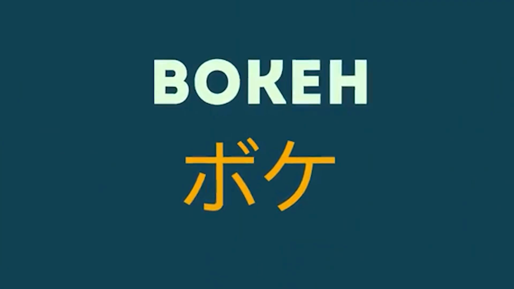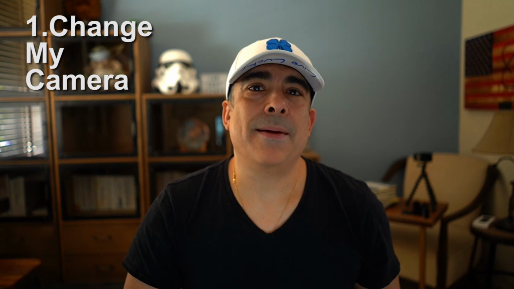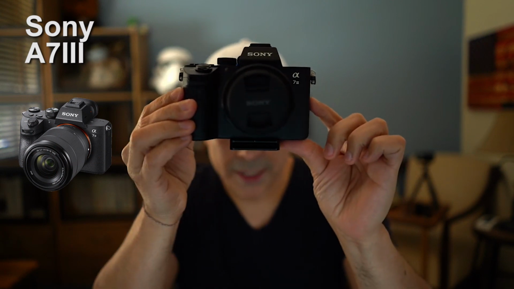I'm going to teach you about bokeh, which is this. It's this area here, this out of focus area. And so the backdrop was still showing and it didn't have that depth perception that I loved. So number one is I changed my camera and I got this Sony, you can see, A7 III.